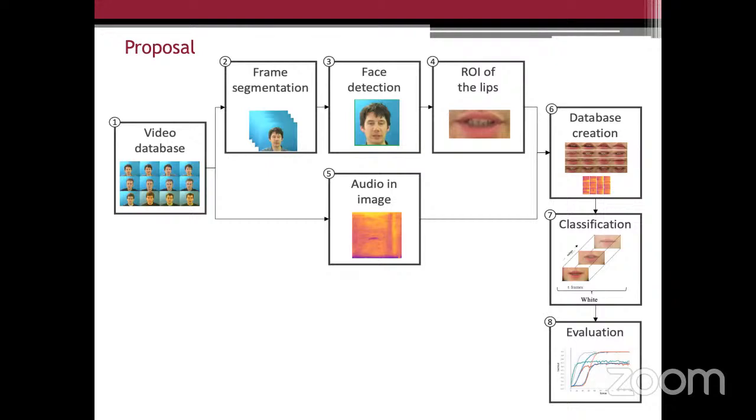Well, the proposal has 2 paths. From the video database, the first path is the top: frame segmentation, face detection, and lips isolation. And the bottom path is only the audio. The audio has a time to frequency transformation in order to fit the convolutional neural network. And there are 2 databases, the database for the audio and the database for the video. The video takes into account only the lip movement, and then the classification is with the convolutional neural network, and finally the evaluation.